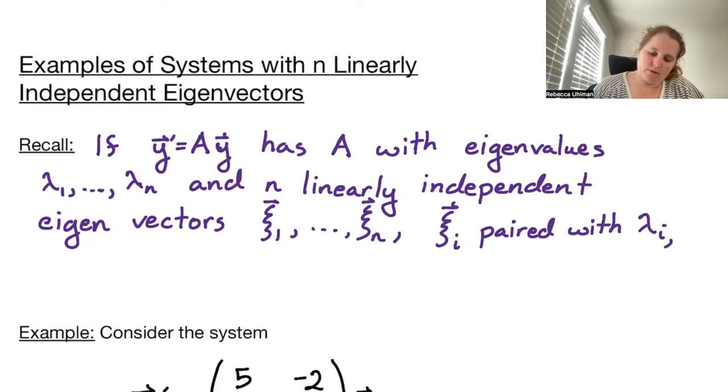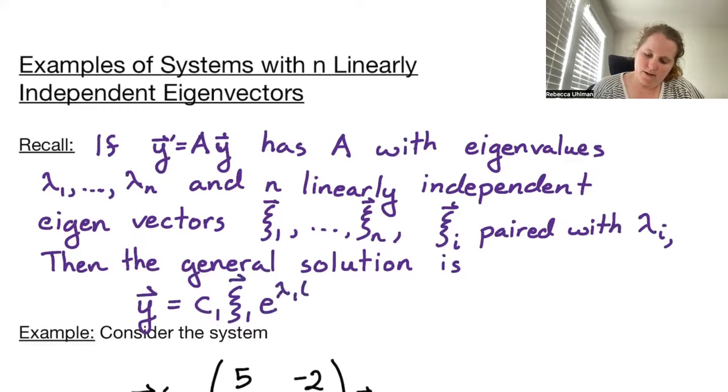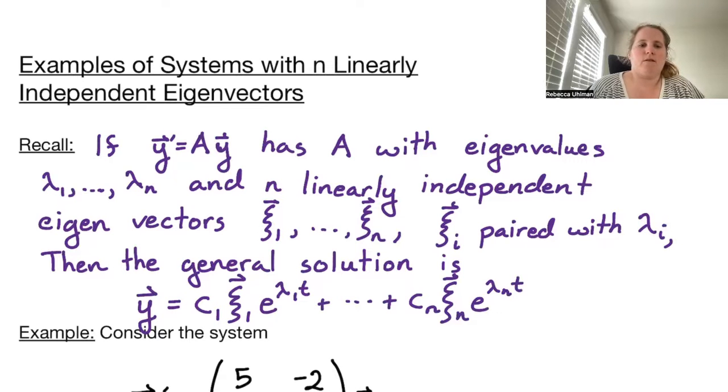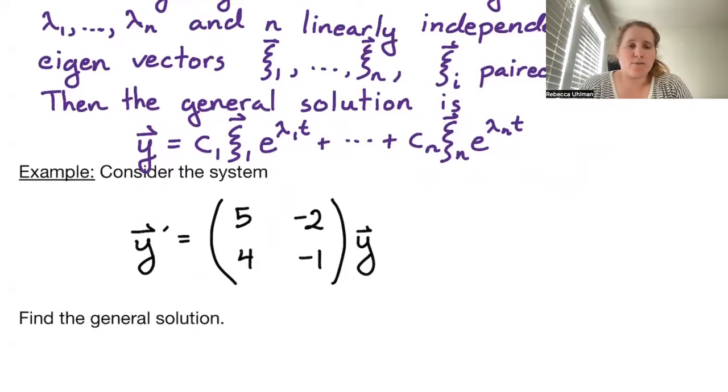then the general solution is y is equal to c1 times xi1 e to the lambda 1t plus all the way up through cn times xi n e to the lambda nt. So we are going to use this trick to solve a couple 2x2 systems. In the next video, we will look at 3x3 systems.